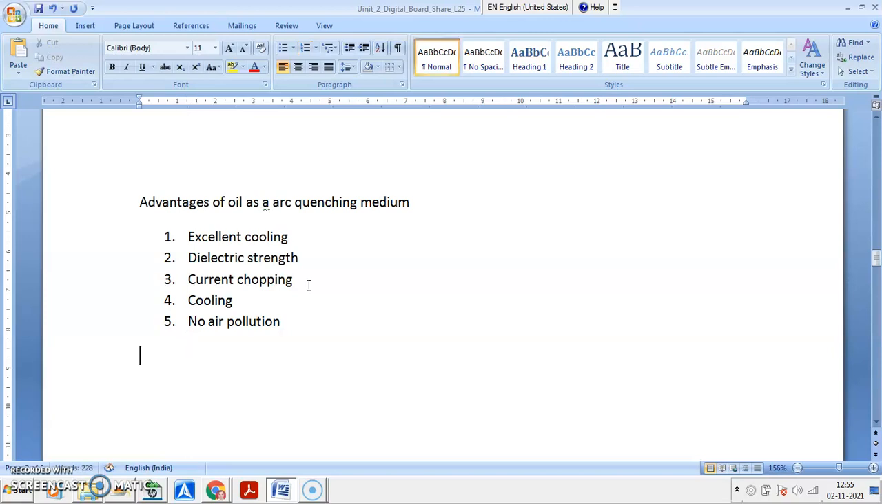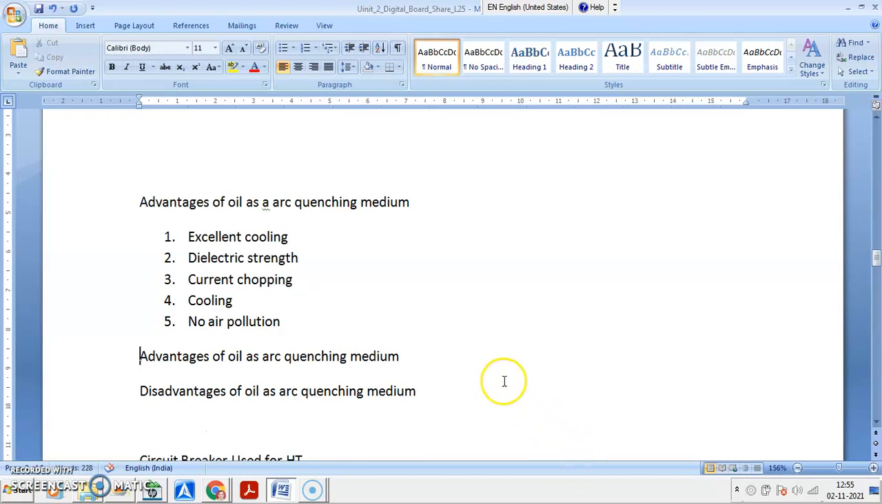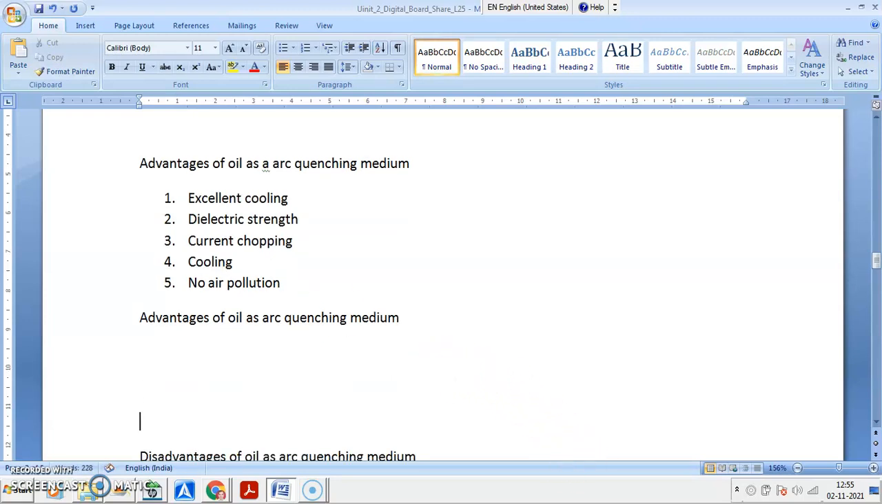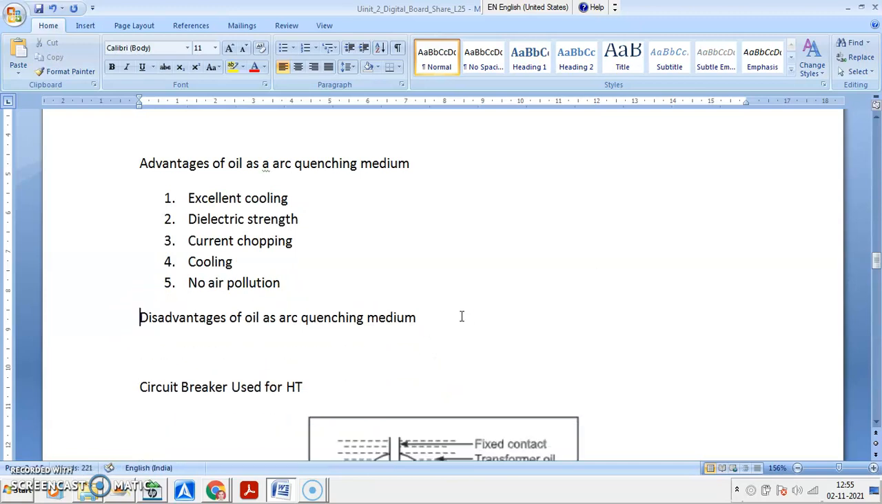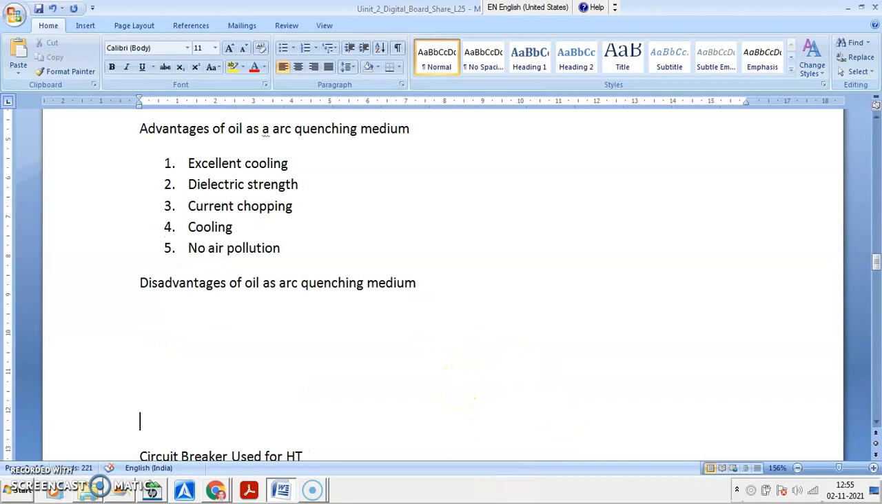Then some disadvantages of oil as arc quenching medium. These advantages we have seen. Some disadvantages are also there. What are those? The inflammable gas which is produced may be a risk of fire. Risk of fire may be there.